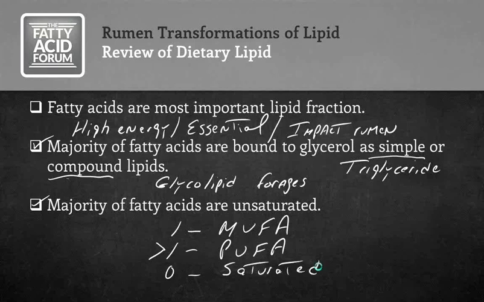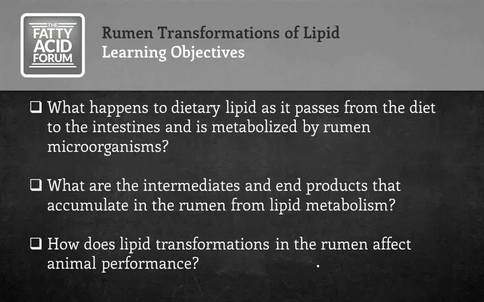So with that background, what we want to explore today is the answer to these three questions. First of all, what happens to this dietary lipid as it passes from the diet to the intestines and undergoes metabolism by the rumen microorganisms? Second, what are the intermediates and end products from that lipid metabolism in the rumen that will accumulate and eventually find their way into the bloodstream of the animal? And then finally, third, how do lipid transformations in the rumen affect animal performance? What is the relevance or implications?